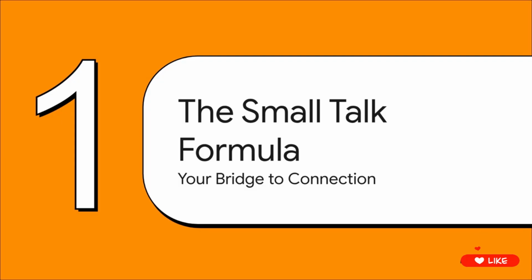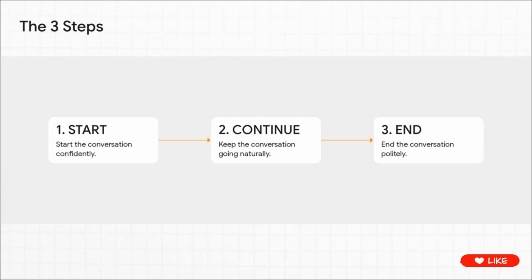And to build that bridge, we're going to use a really simple but really powerful formula. So you can forget all the stress, forget trying to memorize 100 different phrases. We're just breaking it down into 3 easy, manageable steps. So check this out. All you have to remember are these 3 parts: how to start the conversation, how to keep it going naturally, and of course, how to end it politely. That's it. By the end of this, you're going to have a clear plan for all 3.